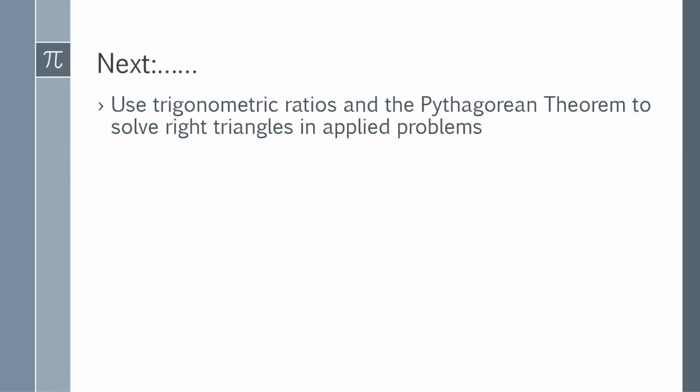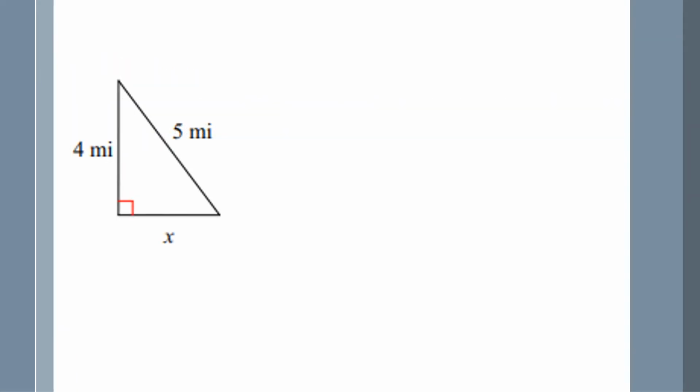All right, let's use some trig ratios and the Pythagorean theorem to solve these right triangles. So what if I have something that looks like this? What trig ratio is that? So we got an opposite and we got a hypotenuse. Well, we should know this. It's sine. Sine is 4/5.